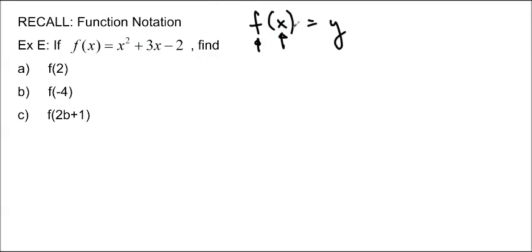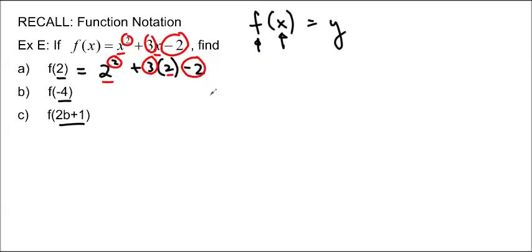So this is not multiply, it just shows us that wherever we have x, we can replace it with whatever is here. So when I see x squared, I'm going to put instead 2 squared plus 3 times 2 minus 2. I'm just copying wherever I have x, I'm putting the 2, and everything else is staying the same. So squared, squared, this 3 and this 3, and this negative 2 and this negative 2, right? Once I found that, I can evaluate this since I have only numbers. So 4 plus 6 is 10, minus 2, that's 8.